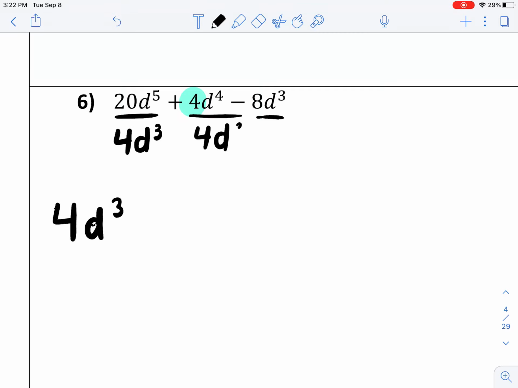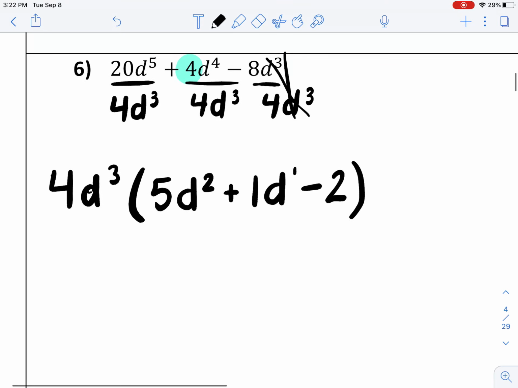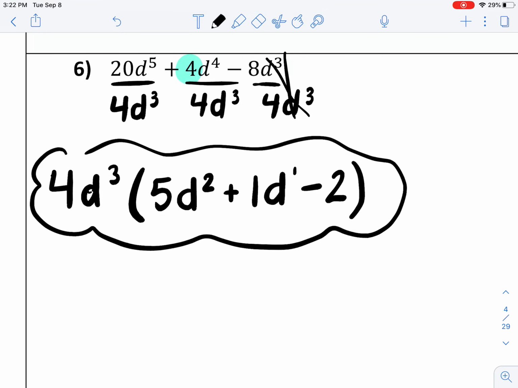So I'm going to divide these all by 4d cubed. 20 divided by 4 is 5. D to the 5th divided by d to the 3rd is d squared. Plus 4 divided by 4 is 1. D to the 4th divided by d to the 3rd is d to the 1st. Minus, because I'm bringing down this sign here, 8 divided by 4 is 2, and d to the 3rds cancel. And there you have your answer. Again, what I highlight in red, these ones are imaginary. They don't actually need to be there.